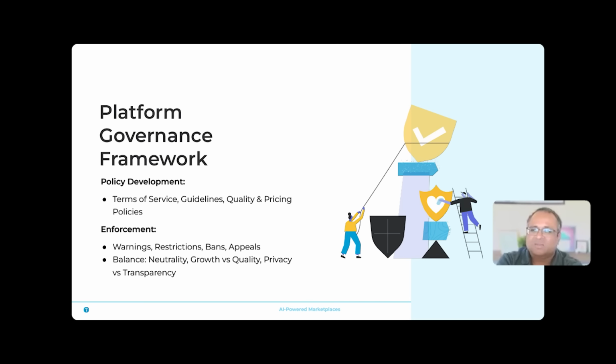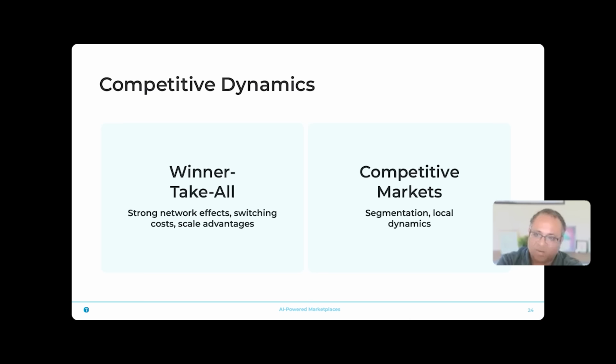So I'm not going to put so much effort on governance. This is something that everybody knows. You do need to have an enforcement mechanism. Again, this is something that you can do automatically through AI.